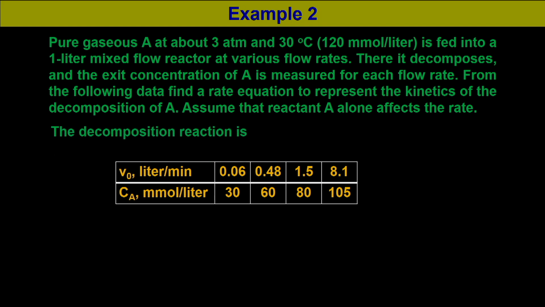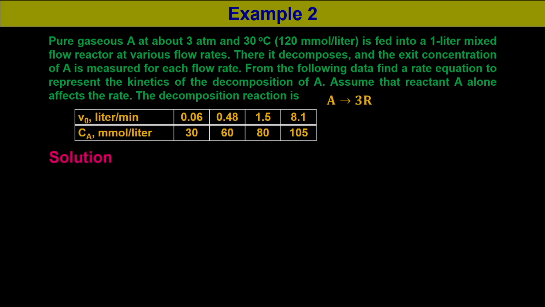So, the decomposition reaction is given as A to 3R, and it is said that reactant A alone affects the rate of reaction. This is the problem. Now, let us solve it.